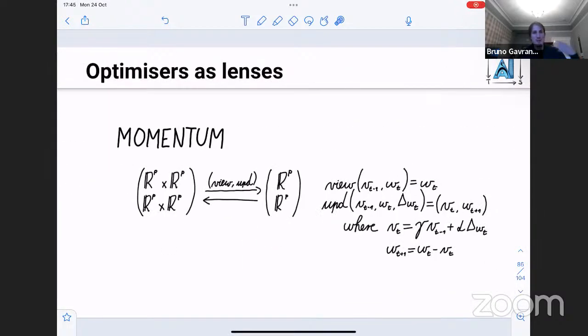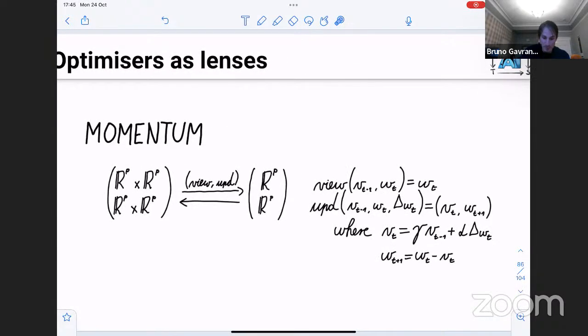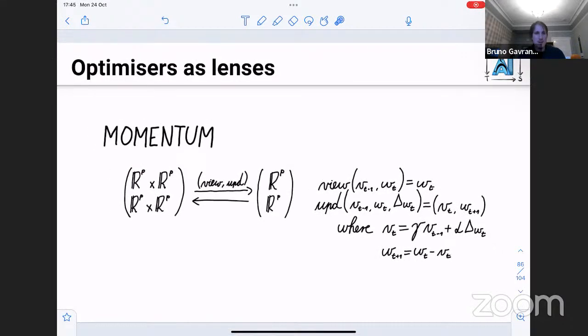It turns out you can model more complex optimizers as lenses. So if you have momentum, where the first argument we think about as the internal state, the history that is saved by the optimizer, momentum accumulates some gradients and then it keeps the ball rolling. There's a more complicated formula, but we can still see that it can be captured as a lens.